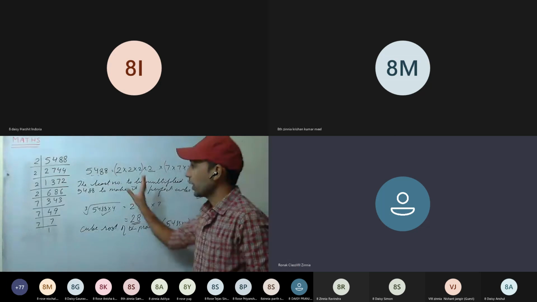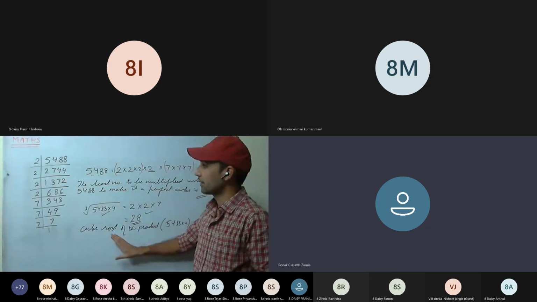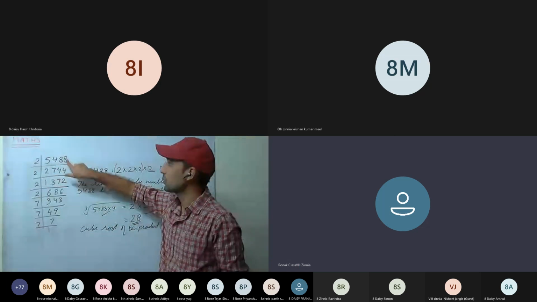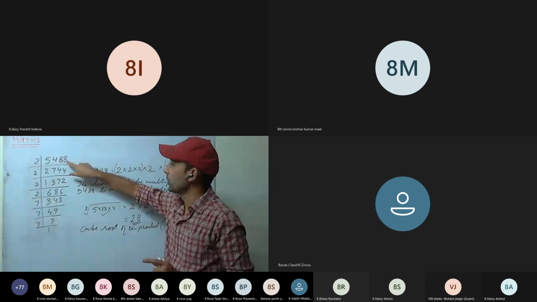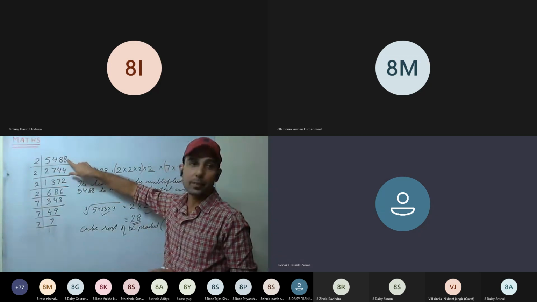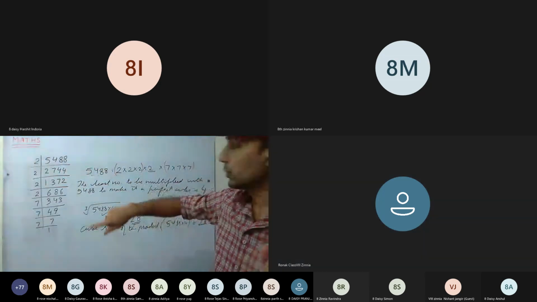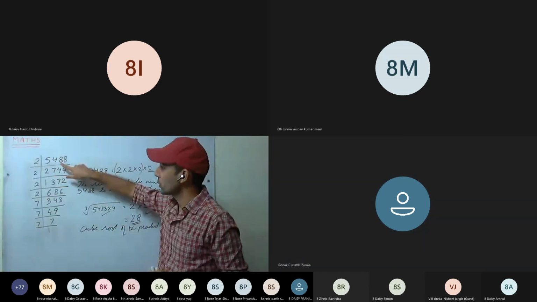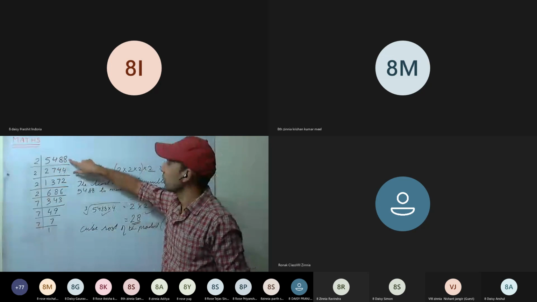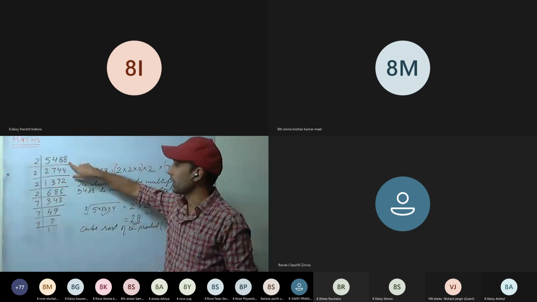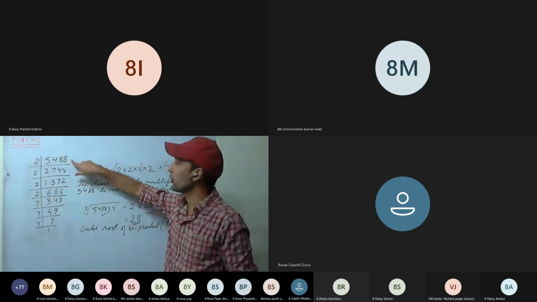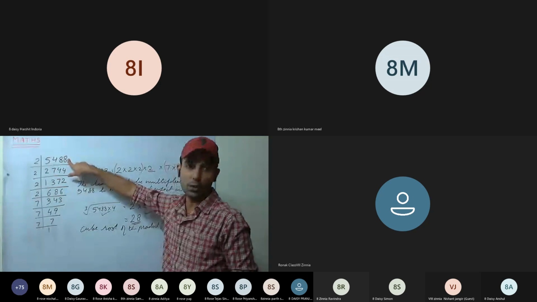Okay. In the square root we have done similarly here. This number, see here, the question is by what least number it must be multiplied. Ronak, please mute yourself. So we have to find the least number by which 5488 must be multiplied so that it becomes a perfect cube. So first we will check whether it's a perfect cube or not.